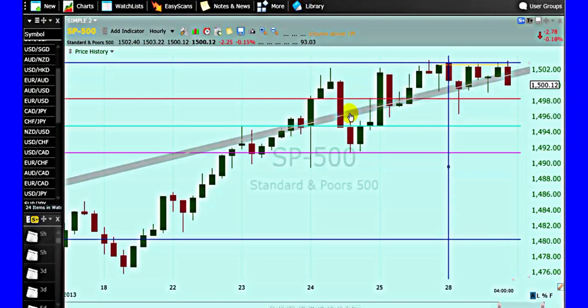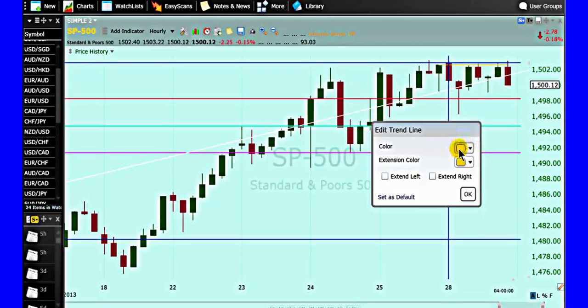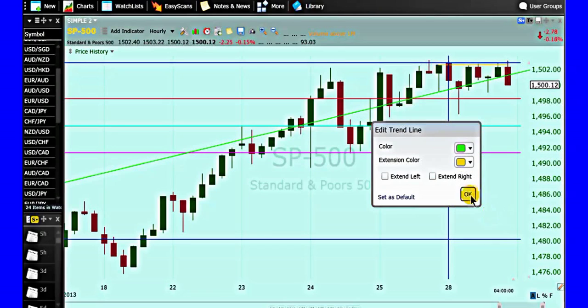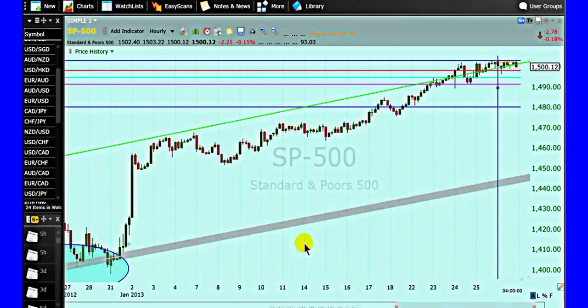Okay, let's color it. I'm running out of colors now. I'll put in green the channel that I put on the hourly chart last time.